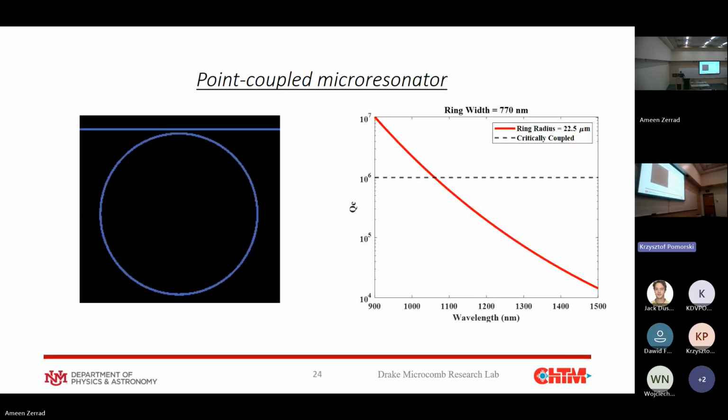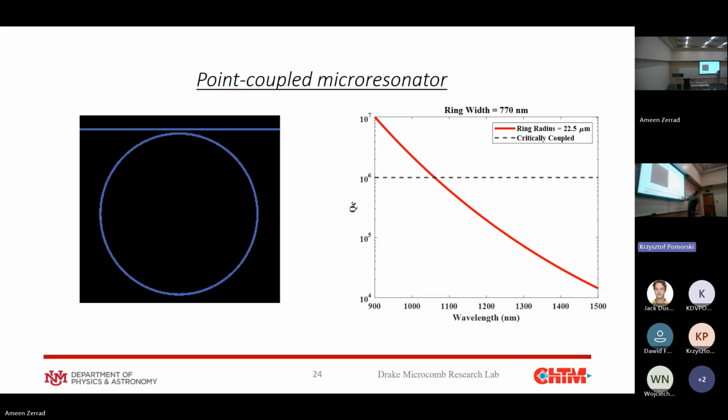Okay. So you have point coupled microresonators. What I'm showing you here, to be a point coupled microresonator, means you have a straight waveguide. We call it point coupled because there's only one point where the bus waveguide is closest to the microresonator. And you get this monotonic trend of extrinsic or Q coupling as a function of wavelength. If we were critically coupled, that means Q_C would be about 1 million, which I show you with this horizontal line.